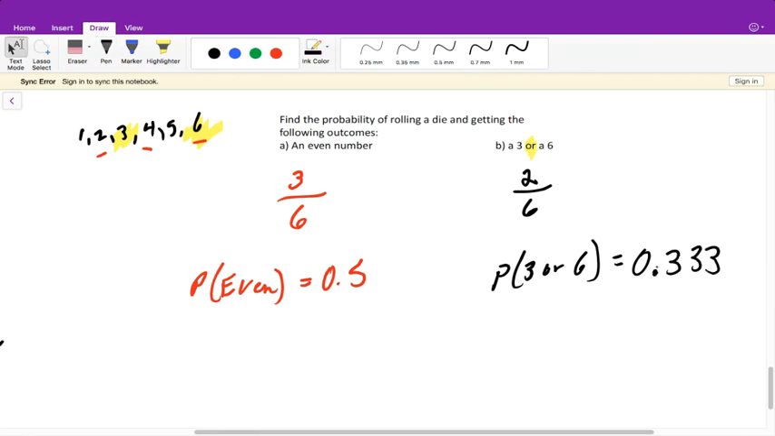Now, the one thing you have to be careful for, if I say 3 and 6, well, it's impossible to get a 3 and 6 when rolling a die. So that will then give us 0 as our probability. So make sure you're understanding the words that we have and the way that I'm phrasing things.